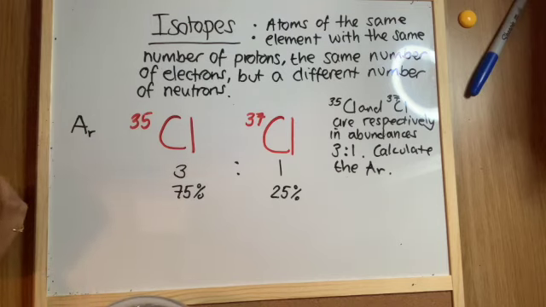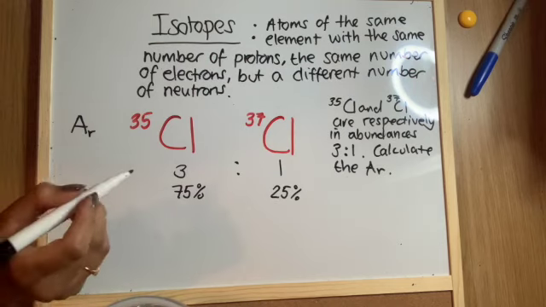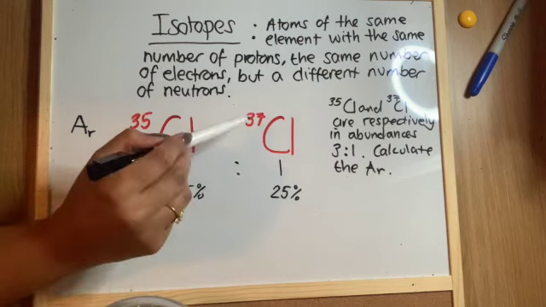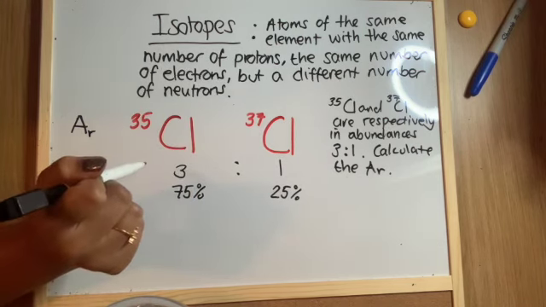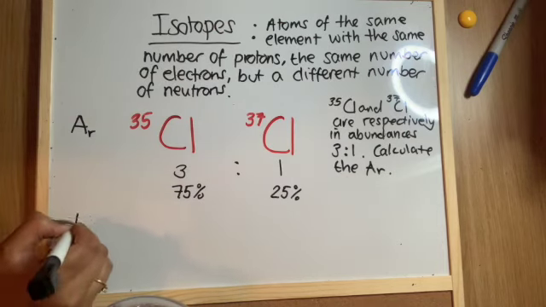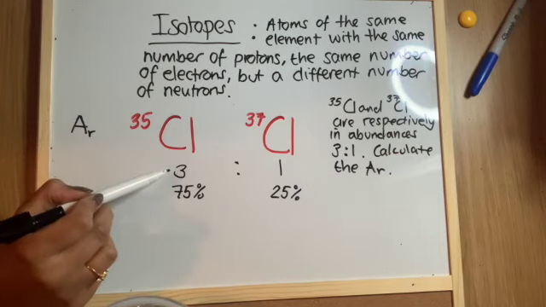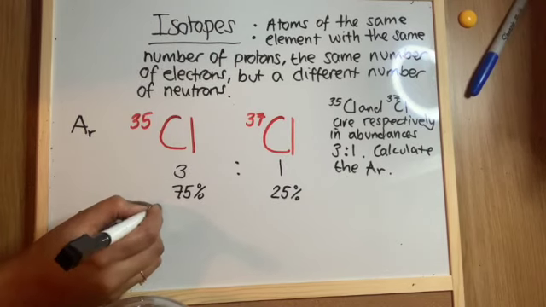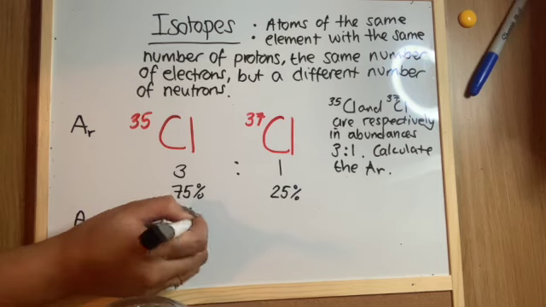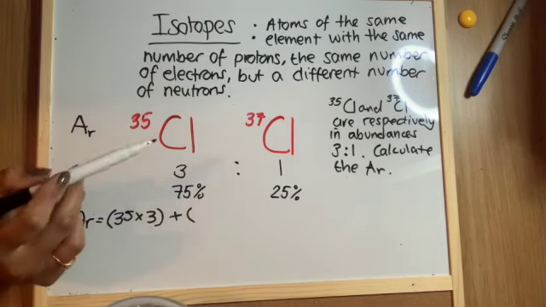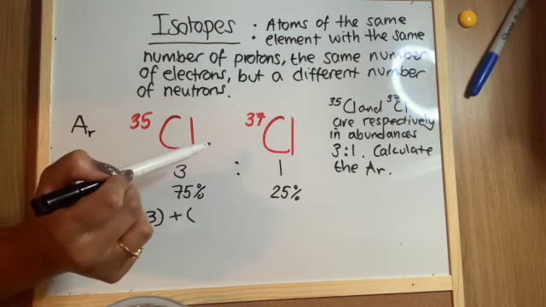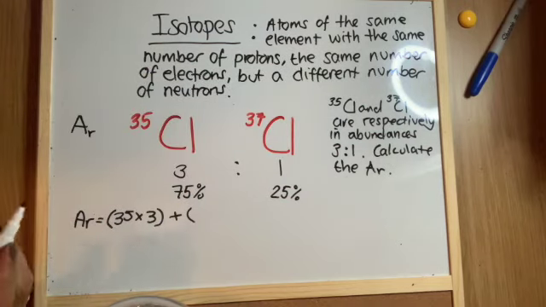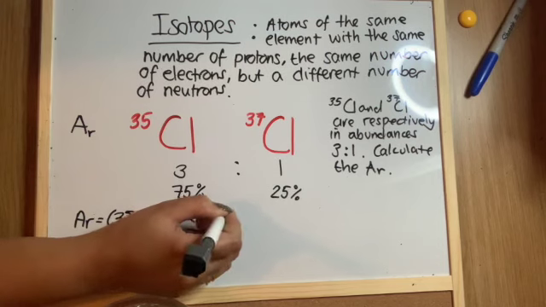Now, to do this calculation, what you would do is, it is how much of chlorine 35 you have, plus how much of chlorine 37 you have, divided by the total. So to write this out, the AR would be, now here we can use either one. I'm going to use the ratio. So it would be 35 times 3, because that's how much I have, plus, and it tells me I have one part of chlorine 37. So if we looked at the question there, it says 3 to 1 respectively. That means 3 of the first one, 1 of the second one. So the chlorine 37 times 1.